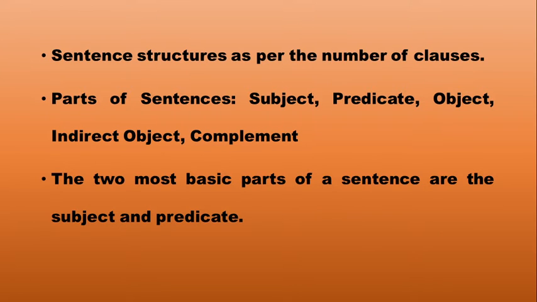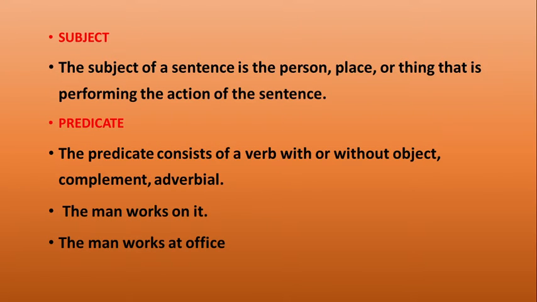A sentence is made up of parts, and these parts are subject, predicate, object, indirect object, complement and adverbial. The two most basic parts of a sentence are the subject and predicate. Subject of a sentence is the person, place or thing that is performing the action of the sentence. Predicate consists of a verb with or without object, complement and adverbial.